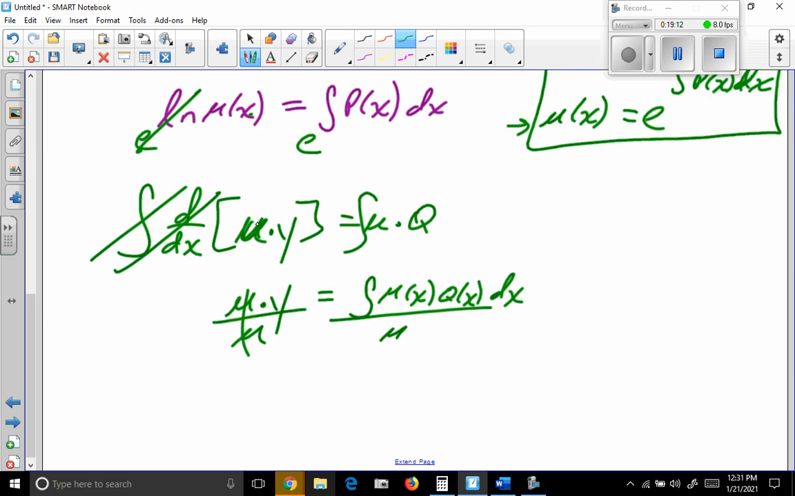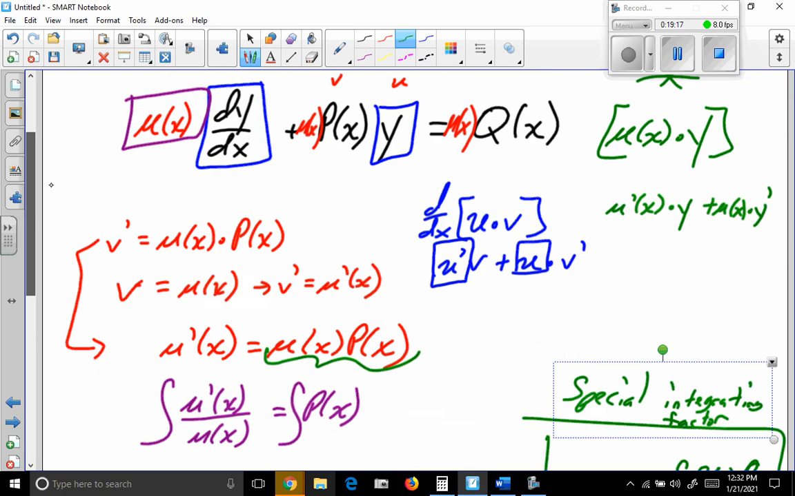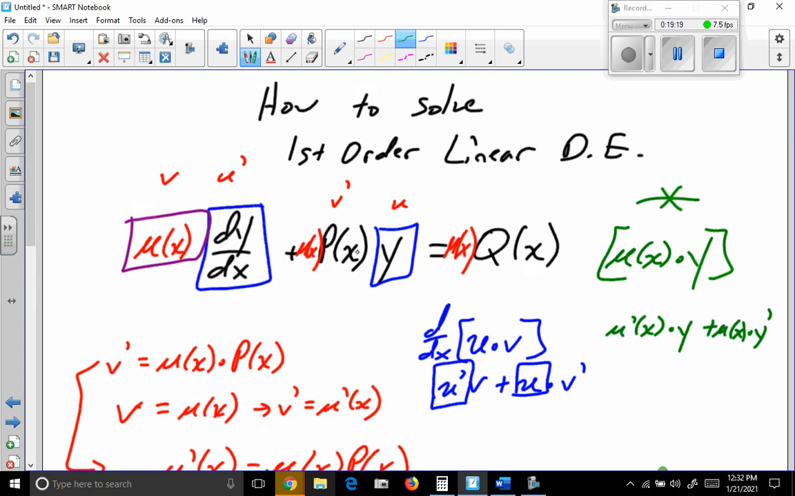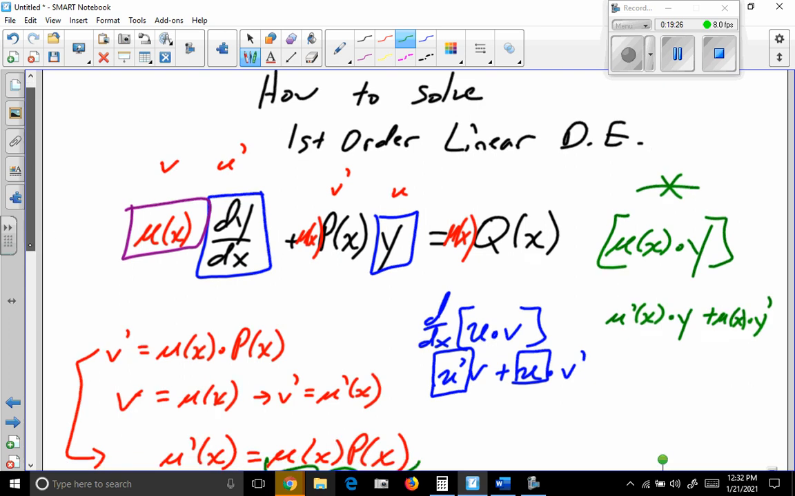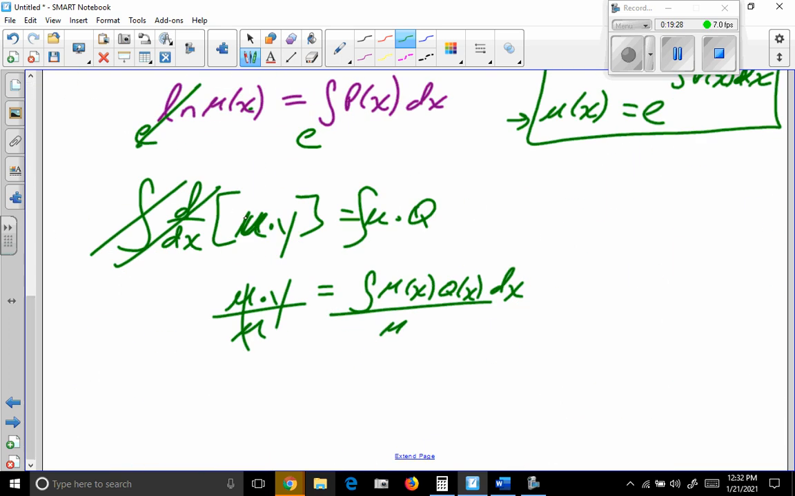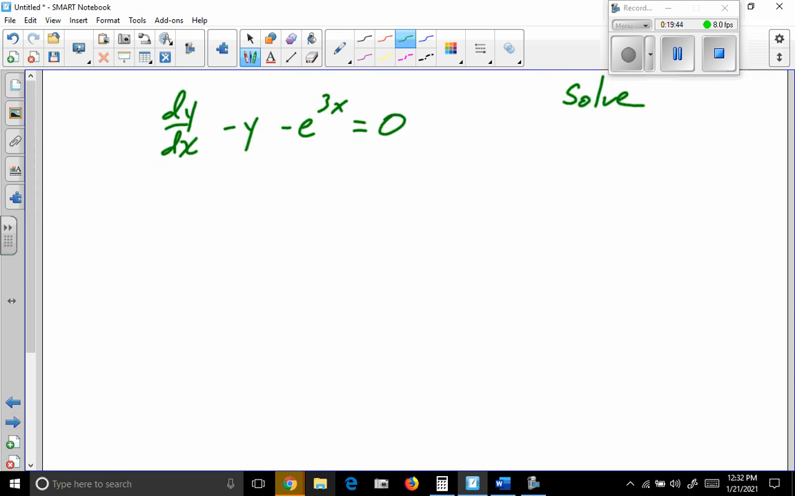And the left side is not just mu sub x times y, it's the derivative of mu times y. You might look at that and say, that's not mu times y. You're right, but this is the derivative of mu times y. So the left side is the derivative of mu times y, even though it may not look like it. To get rid of a derivative, we integrate. Once we've integrated, divide by mu. So let's look at an example.